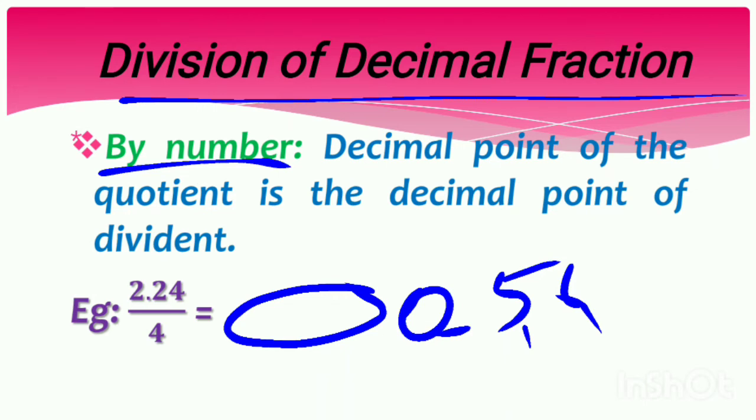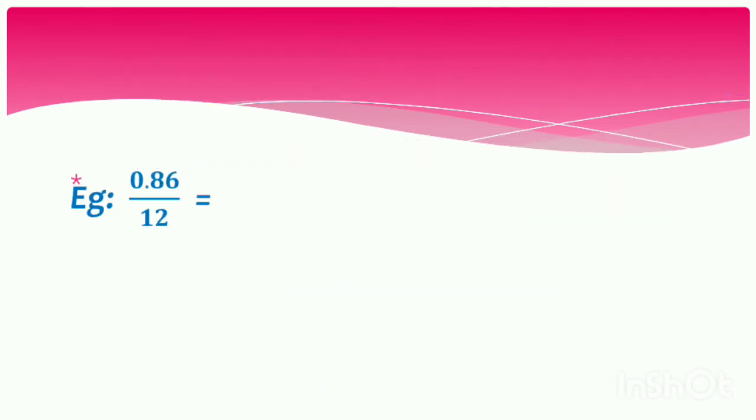Let's learn how to divide a decimal number by a decimal number. Here is an example. Let's do this: 86 by 12. What will you get?